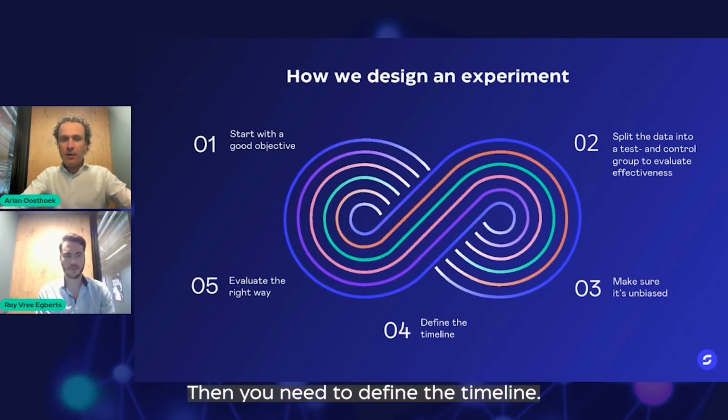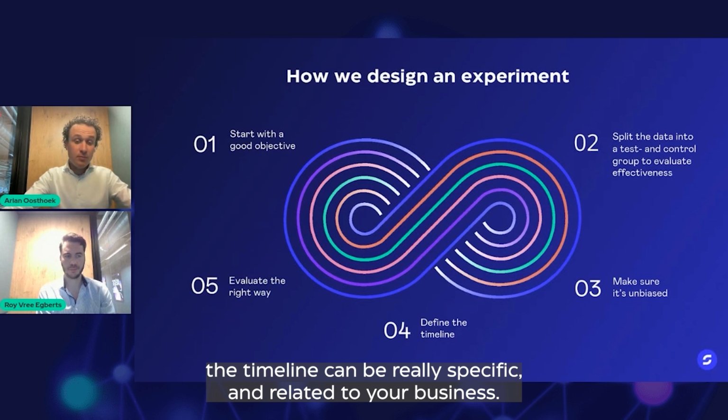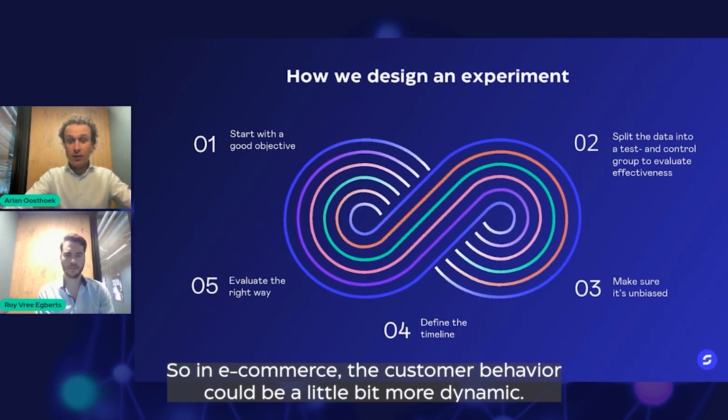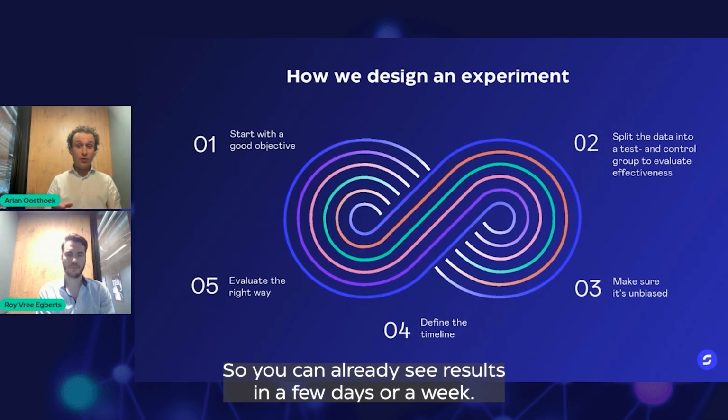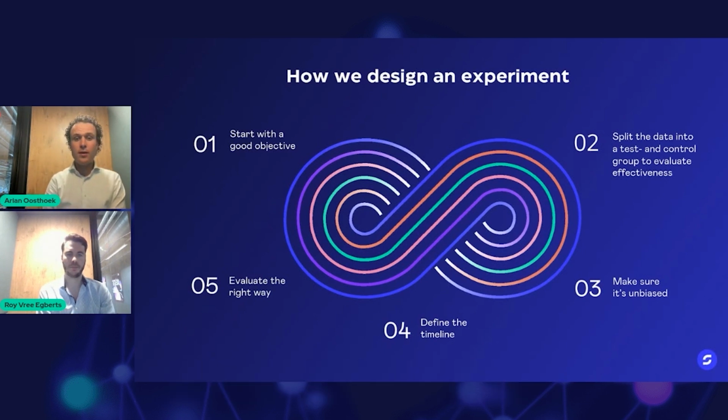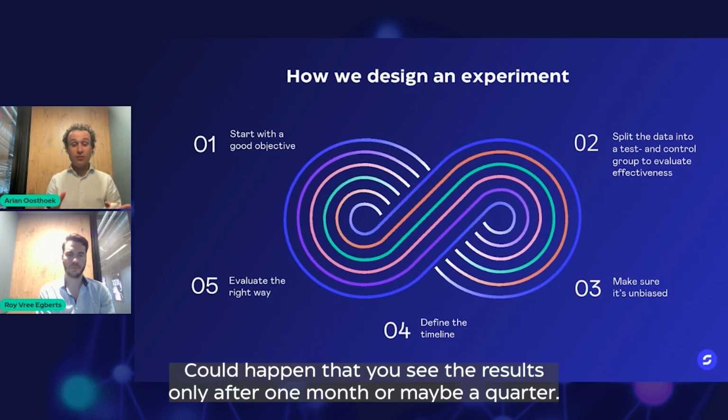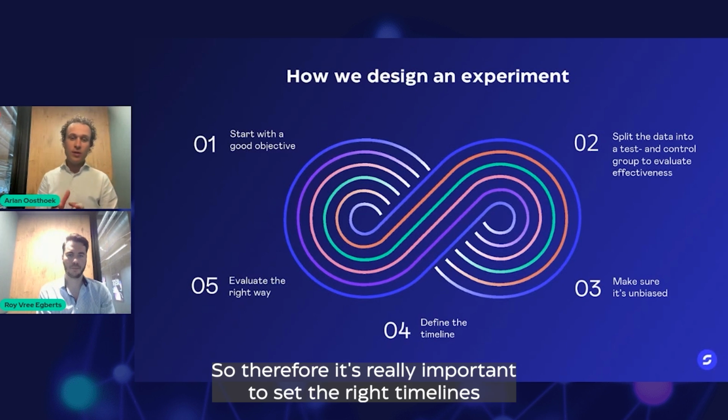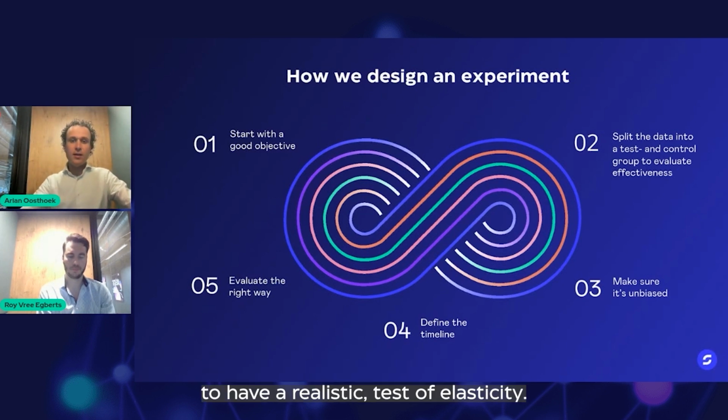Then you need to define the timeline. The timeline can be really specific and related to your business. In e-commerce, customer behavior could be a little bit more dynamic, so you can already see results in a few days or a week. But in B2B, it could happen that you see the results only after 1 month or maybe a quarter. So therefore, it's really important to set the right timeline to have a realistic test of elasticity.